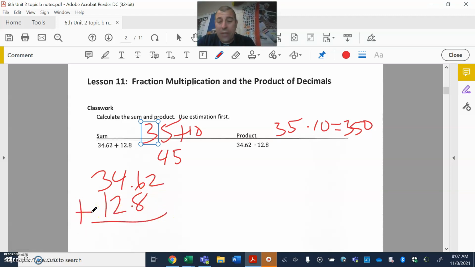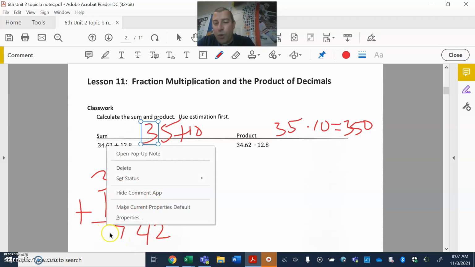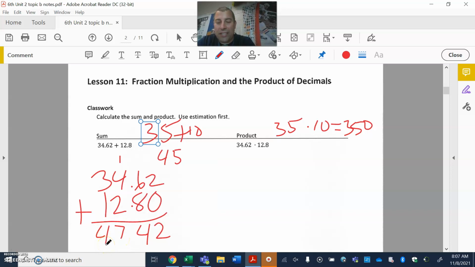And then we just add. You want to fill your place value, and you're welcome to do that. 2 plus 0 is 2. 6 plus 8 is 14. Put down the 4, carry the 1. 6 plus 1 is 7. 3 plus 1 is 4. Bring your decimal straight down. And sure enough, 45 was our estimate. We got 47 and 42 hundredths. We are close. That's what an estimate is all about.